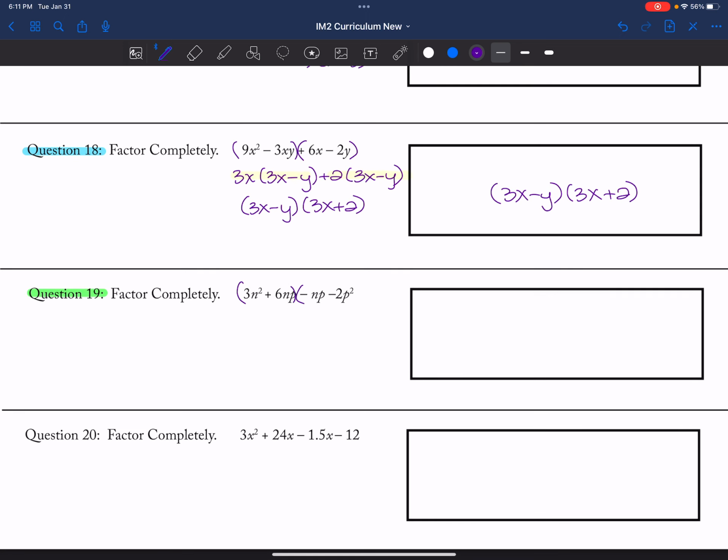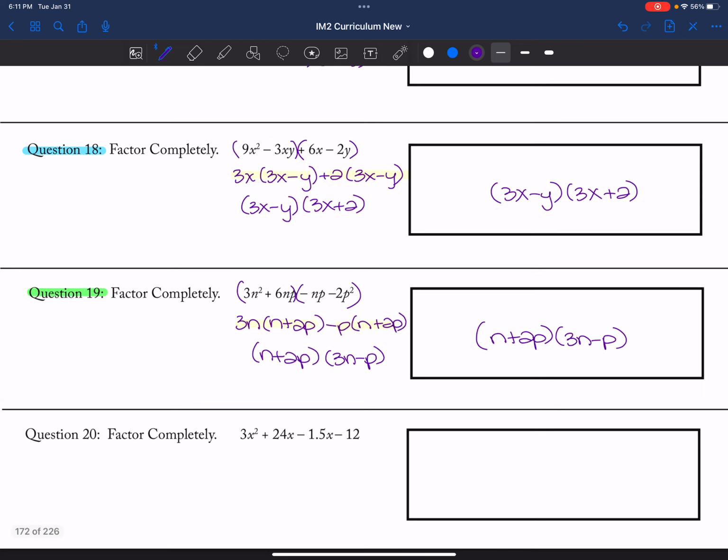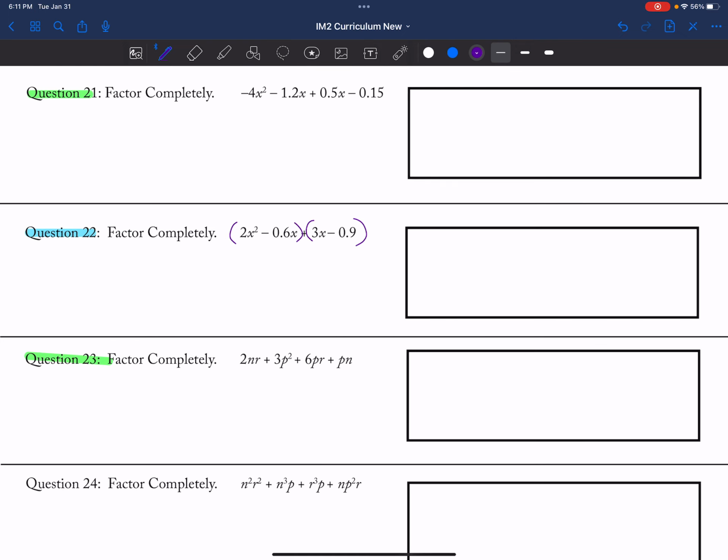Okay, so group and group. So I have a 3n times n plus 2p, and then a minus p times n plus 2p. So then in common is an n plus 2p, and I'm left with a 3n minus p. So n plus 2p, and then 3n minus p. Okay, that's 19. 21, let's go ahead and skip that.